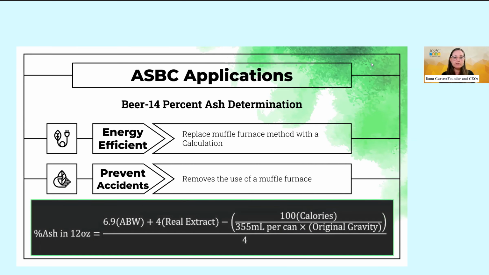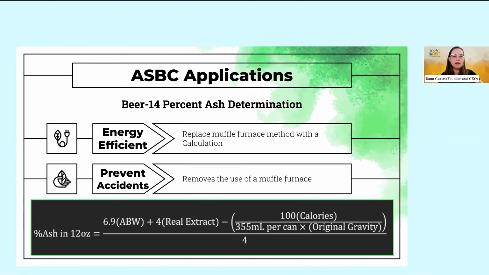And again, if your lab is at the point where you're looking at purchasing one of these, I'm assuming that you already have the assays needed in order to measure your alcohol by weight, your real extract, and your calories. Now, those are items that you can calculate as well, and the ASBC has methods for that. You're also able, using this equation, to switch out that 12 ounces and that 350 milliliters for a 16 ounce, or if you're one of those breweries that have the 19.2s, you can determine your ash percentage in 19.2 ounces.